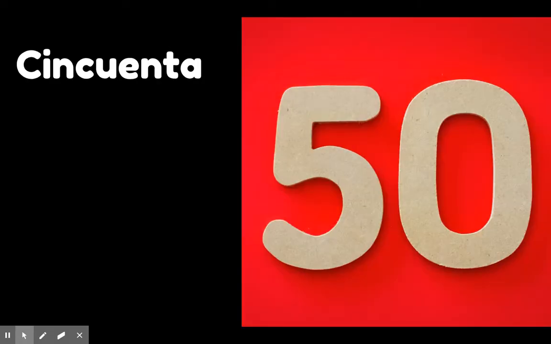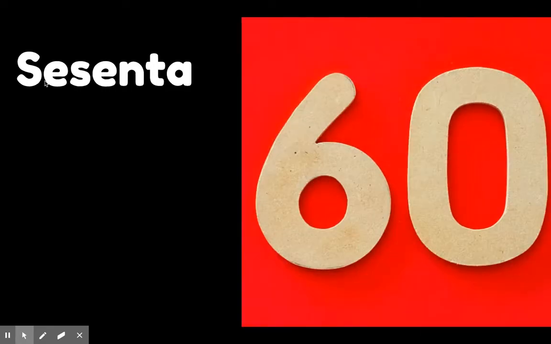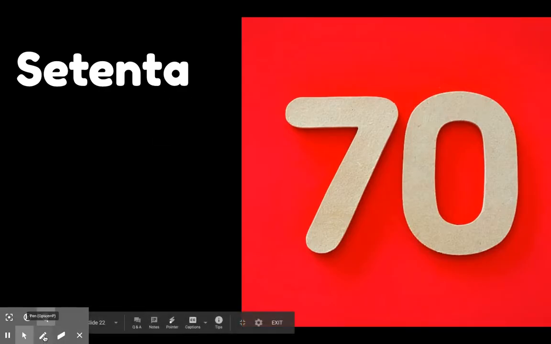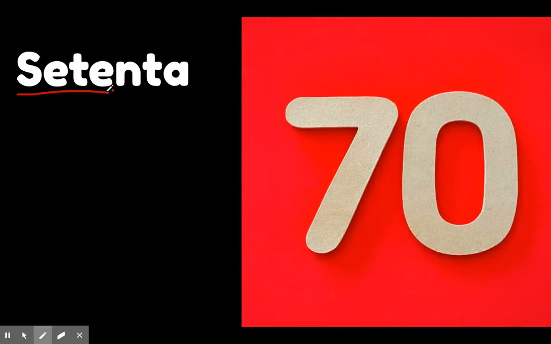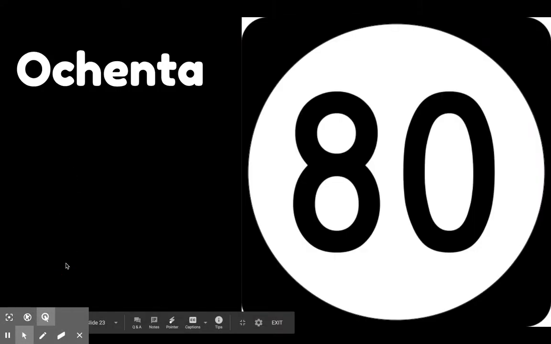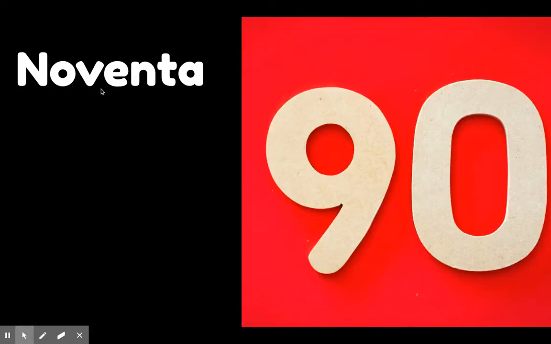50. If the C is in front of an I, it is an S sound. 60. 70. If you notice, you kind of see that siete in there. We kind of saw it in the last one too. 80, you see ocho. 90, kind of see nueve. Always just the only difference.